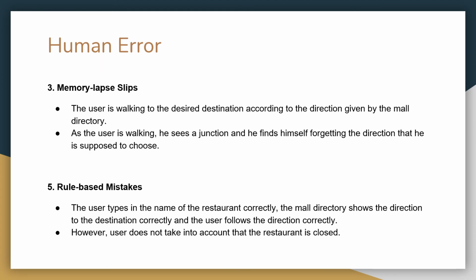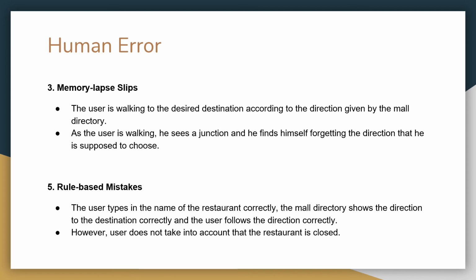The fourth one is memory lapse slips. The user is walking to the desired destination according to the direction given by the mall directory. As the user is walking, he sees a junction and finds himself forgetting the direction that he is supposed to choose. The fifth one is rule-based mistake.